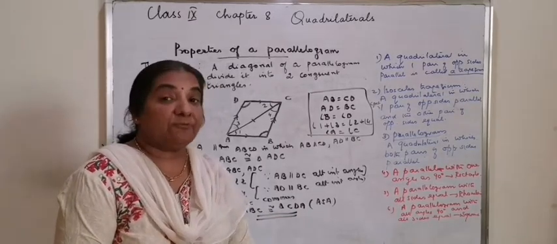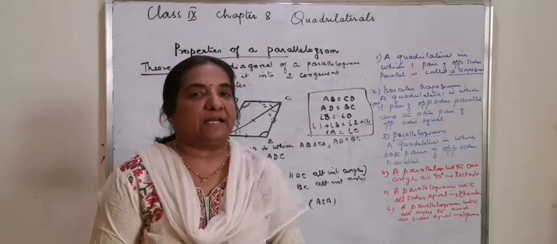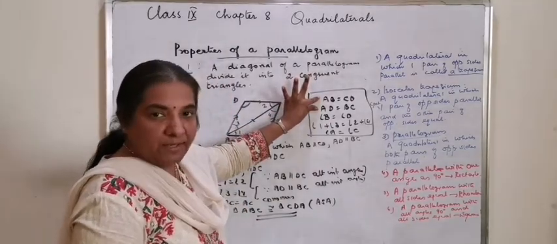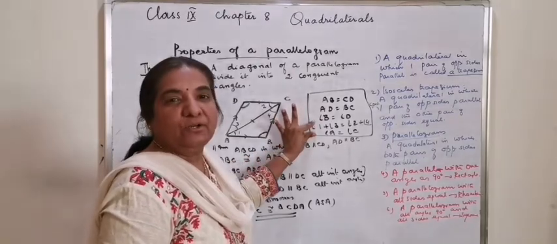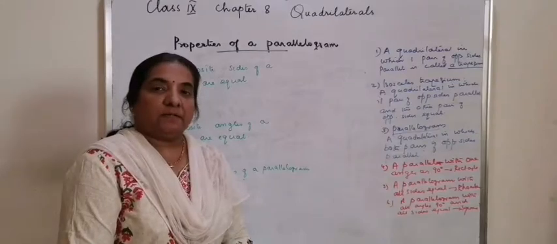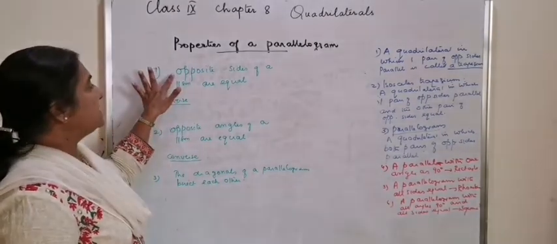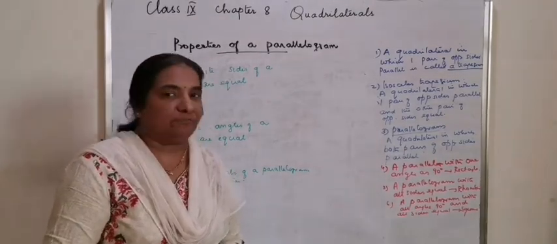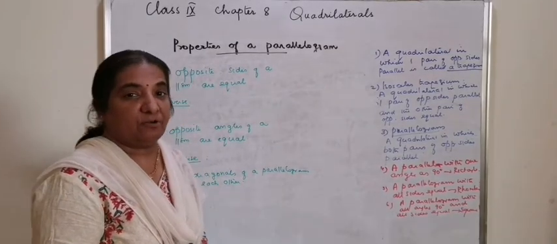So what is the first property of a parallelogram? The first property of a parallelogram is opposite sides of a parallelogram are equal. Opposite angles of a parallelogram are equal. That is the second property. So what are the properties of a parallelogram? The first property is opposite sides of a parallelogram are equal. We proved it through the congruence of triangles. What will be the converse statement of it?